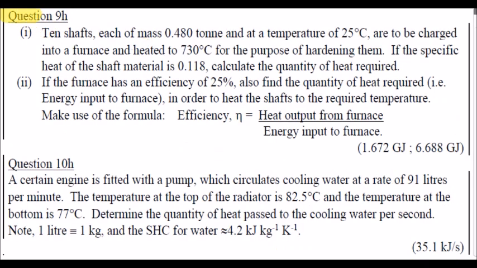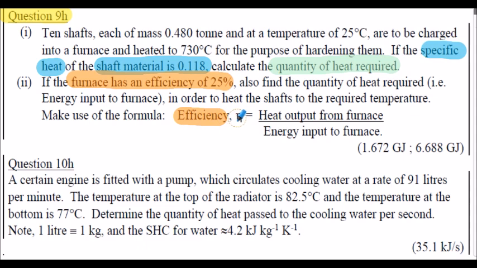So question 9H, first part of the question is quite standard for us. Just note we're given the specific heat of the shaft material. We have to calculate the quantity of heat energy required to undertake the hardening process. Be careful, in part 2, we now have to find the heat energy required to the furnace in order to supply the heat energy to the 10 shafts. But the furnace efficiency is only 25%. So you need to make use of the equation shown here.